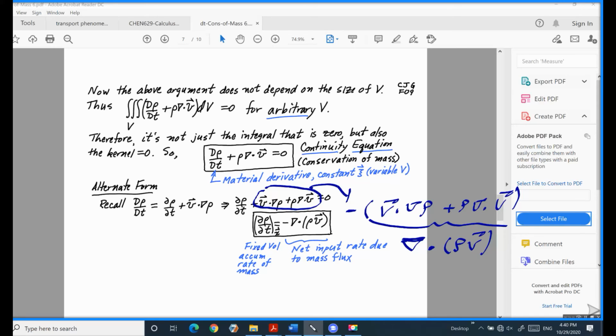Okay, this gives the accumulation rate of mass in the fixed volume, and the right side gives the net input rate due to the mass flux. This is the accumulation rate of the mass in the fixed volume. The volume will change, and this right side gives the net input rate of the mass flux. Actually, you say you have your control volume, net input rate, and you can show here our outputs. Okay.